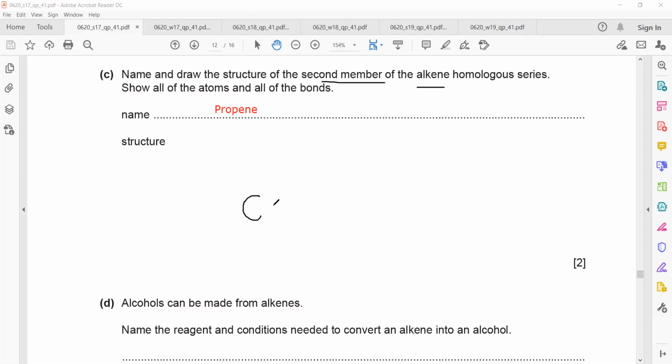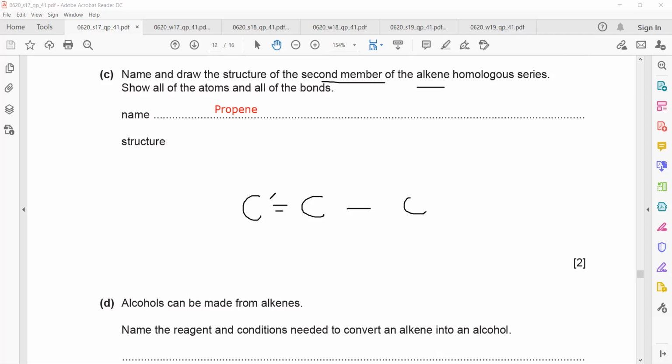So C double bond, one of them will have a double bond, another one single, and show all the bonds. So here you cannot write CH2, then CH, and then CH3. That will be wrong. Why will this be wrong? Because this structure does not show all the bonds. In the question they say show all the atoms and all the bonds. So you have to show every bond.